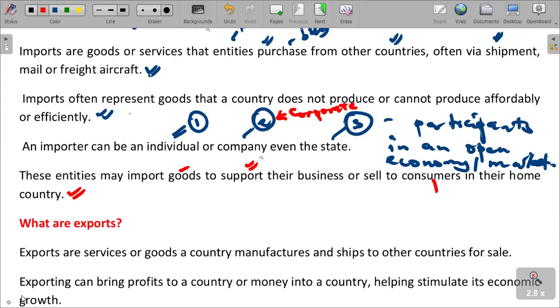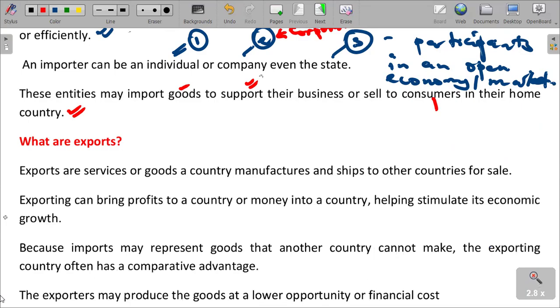This is actually because of an increase in globalization and also the continuous growth in consumer preferences. You understand? So, in other words, again, we need also to understand what exports are. Exports are the opposite of imports. They are services or goods a country manufactures and ships to another country for sale.